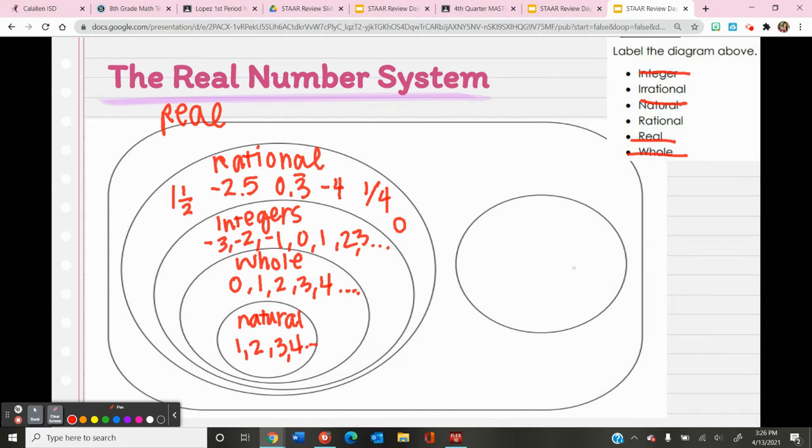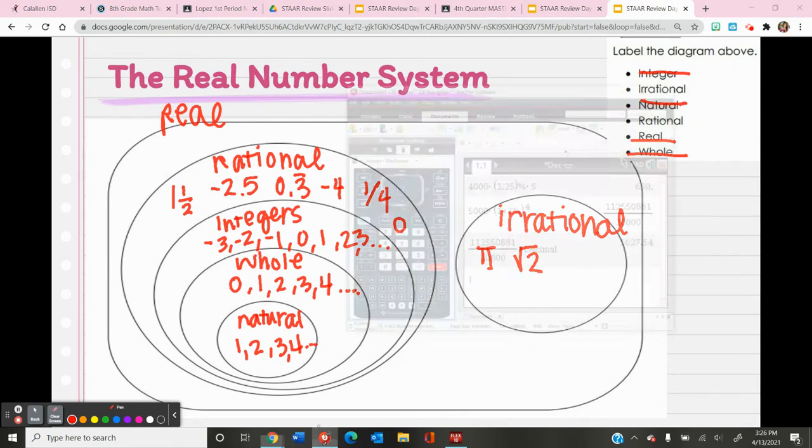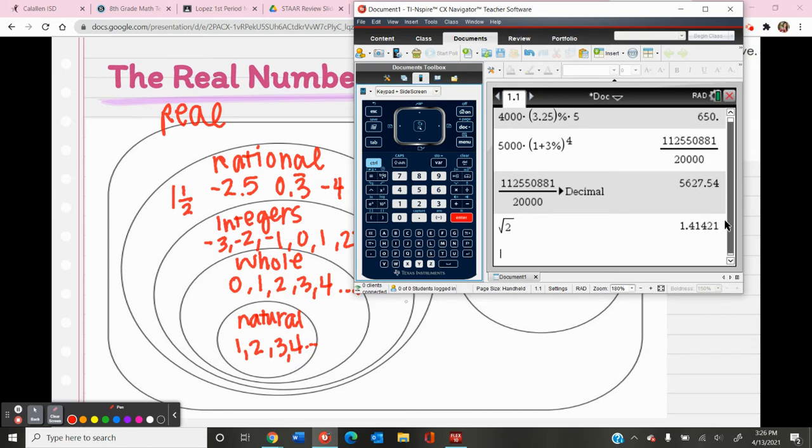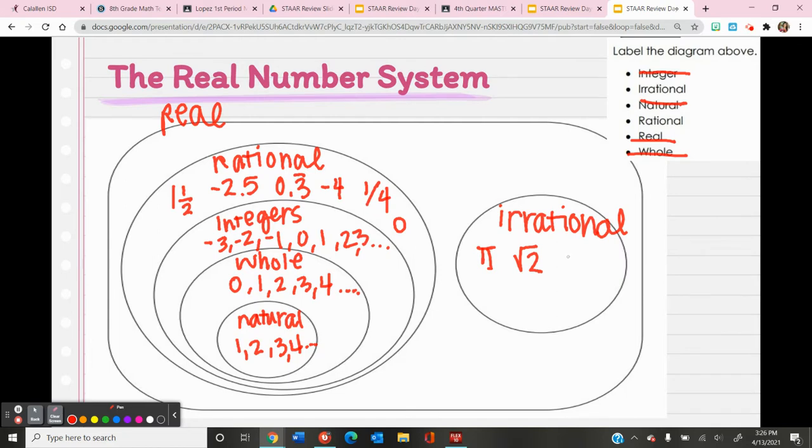Then in this other separate circle, so rational numbers and irrational numbers are completely different, we have irrational numbers. So irrational numbers are numbers like pi, and then for instance the square root of 2. And I want to show you, whenever you go into your calculator and you put the square root of 2 in, you get a really ugly number, and it goes on forever and ever, and it's a non-terminating decimal. So it's just going to be going on forever and ever. And then you have negative square root of 3.